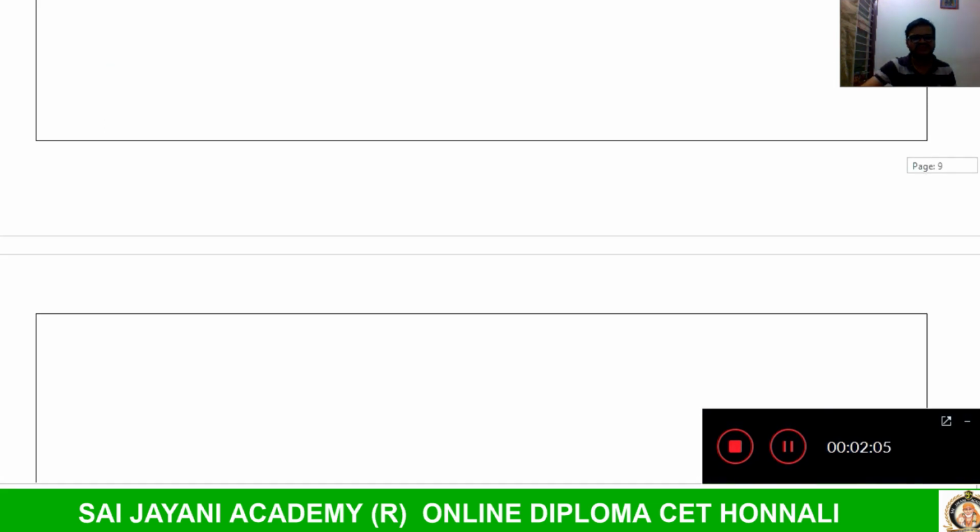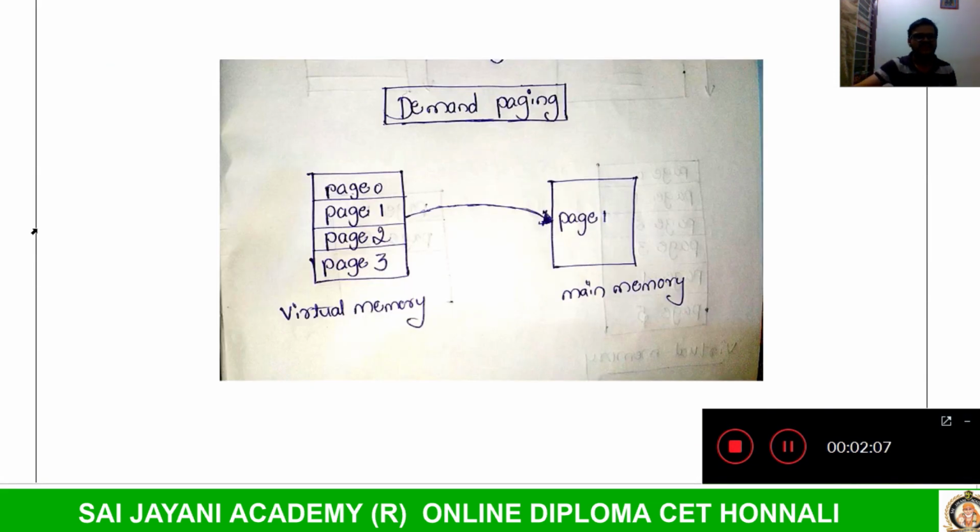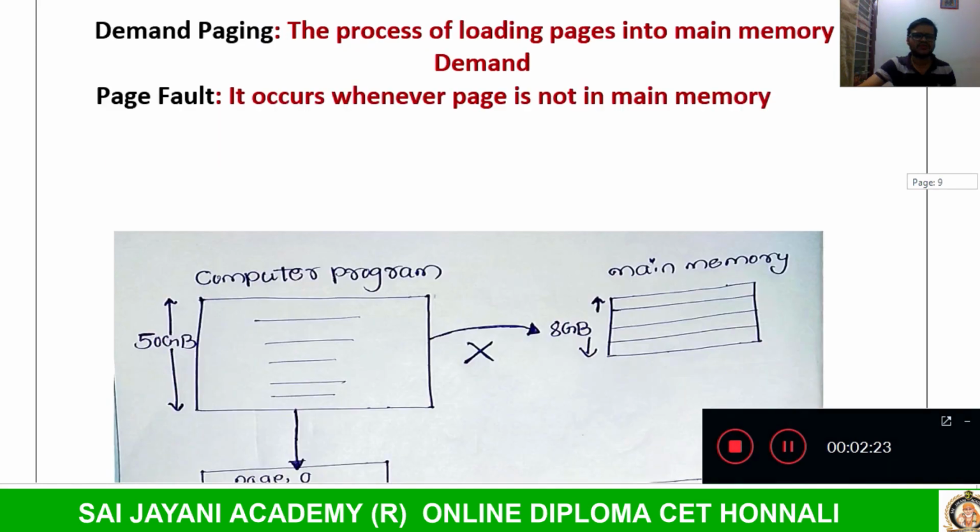Okay, that means the pages which are loaded from the virtual memory into the main memory on demand is called demand paging. Here, demand represents whenever a page fault occurs. Then what is meant by page fault? A page fault occurs whenever a page is not in the main memory.